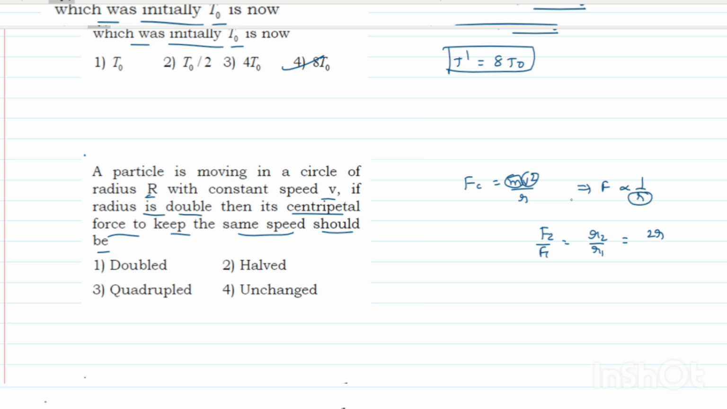Here the radius you are doubling, so the force becomes F2. F2 by F1 will be equal to r1 by r2, students. This is r by 2, so r and r get cancelled, and F2 becomes 2F. So when the radius decreases by half, the force becomes 2 times. This is the double. Let us see the next question.